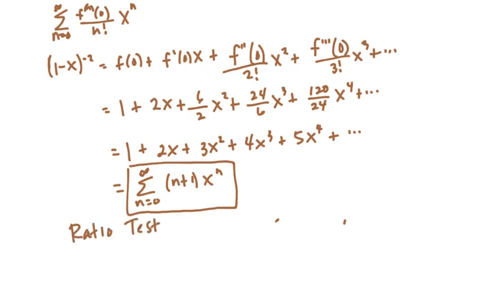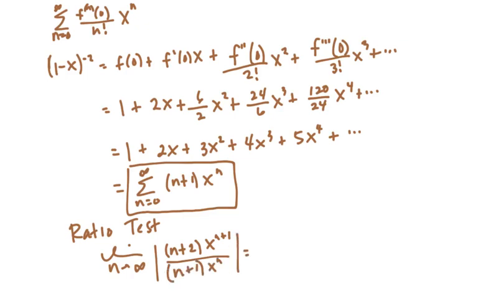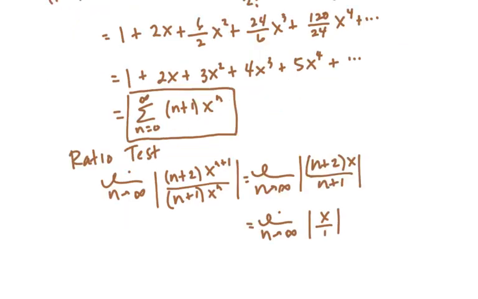And I'm running out of time, so I'm going to write some steps and then talk through them. So we have the limit as n approaches infinity of n plus 2, x to the n plus 1, over n plus 1, x to the n. So that's the limit as n approaches infinity. So we have using L'Hopital's rule, we find the following. So this gives us the absolute value of x, and we know to converge it has to be less than 1. So our radius of convergence is 1.